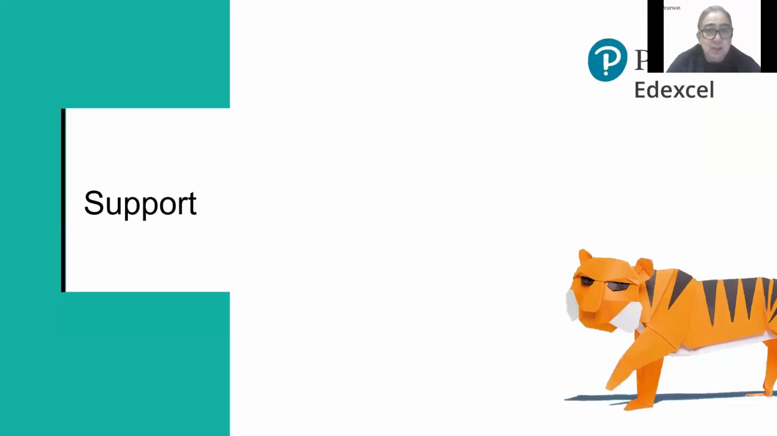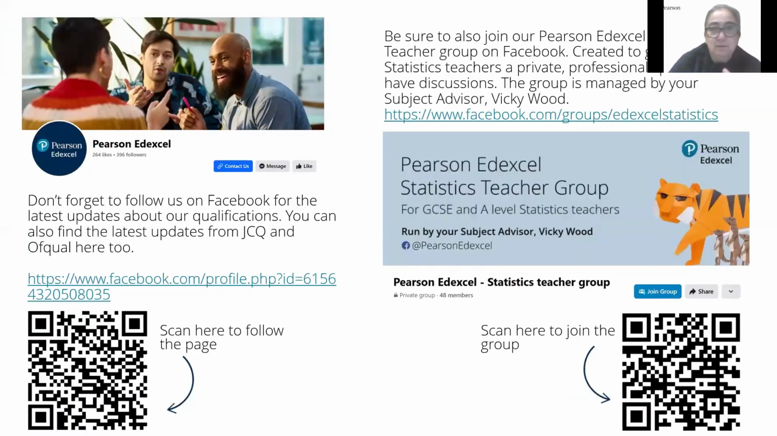And then in terms of support, that's all on the slides that I think you've been sent. But come and join us over on the Facebook page, or Vicky, who's doing a brilliant job on the statistics Facebook page. It's very friendly. We still need lots more on there just to be able to make it a proper little community. Because I genuinely think that statistics is a great qualification.